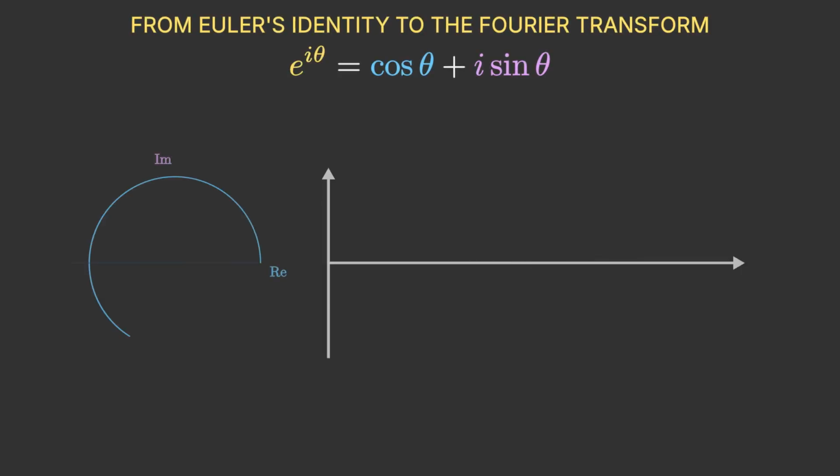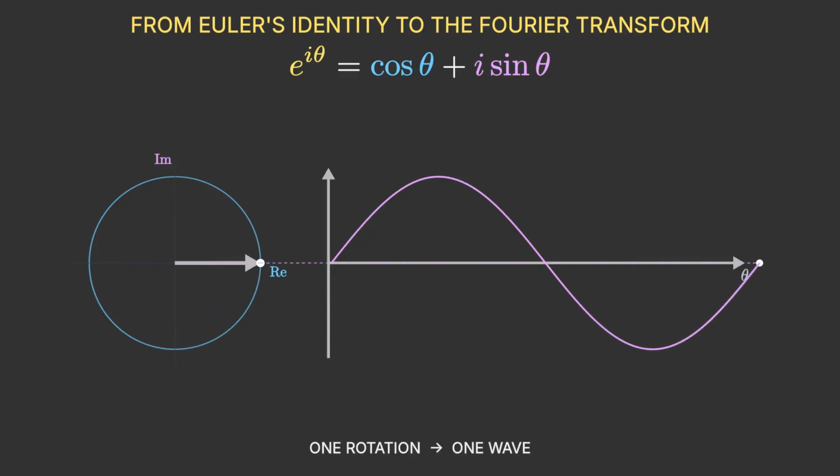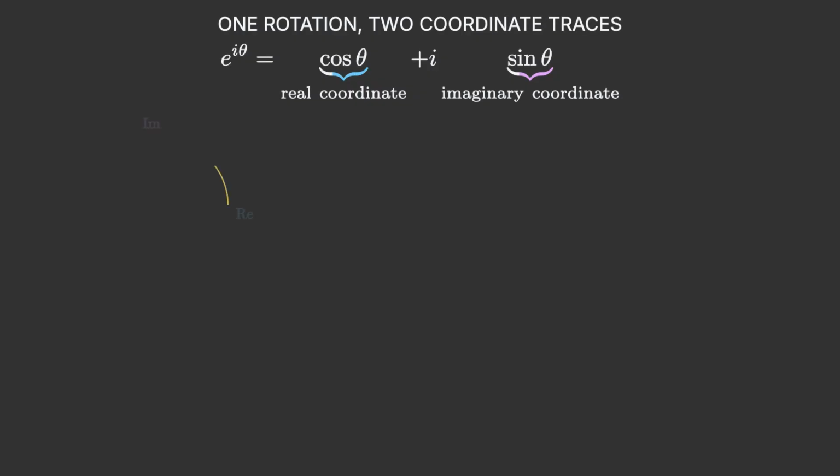Euler's formula gave us a remarkable fact. The complex exponential is a rotating arrow. Now we will use that single rotation to build, and then analyze almost any signal. Euler tells us that e^(iθ) = cos θ + i sin θ.